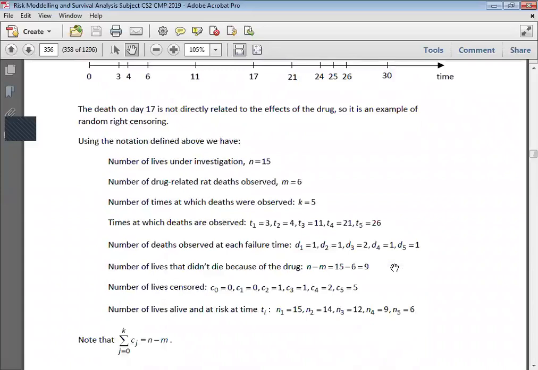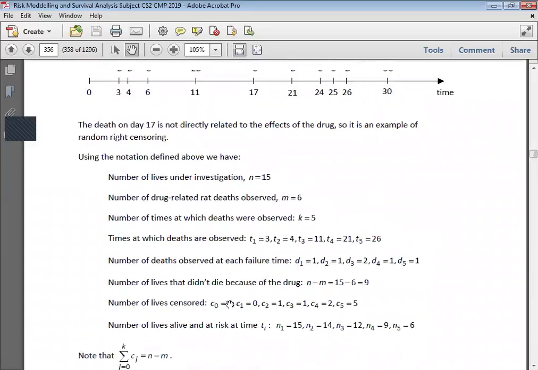So you get C0. If you look at C0, you see there is no censoring happening here. C1 is again 0. But C2, which is from let's say 4 to 11, you see one life getting censored. So for C2, you have 1. For C3, again, you have 1. And then you will have 2, and then you have all the lives getting censored, which is 5 here. And this is what you have.